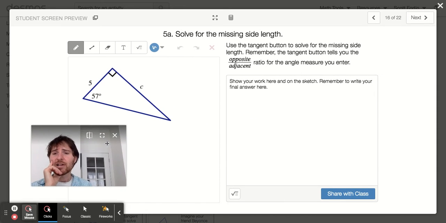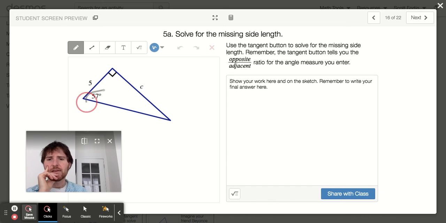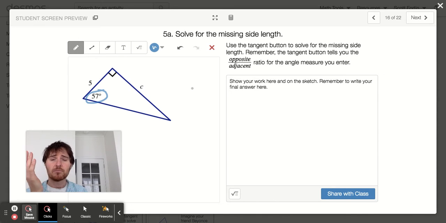All right, number 16 here. We're back to trig. We actually see the right triangles here. 57 is our reference angle. So use the tangent button to solve for the missing side length. This is just tangent practice. Remember, the tangent button tells you the opposite over adjacent ratio of the angle measure you enter.